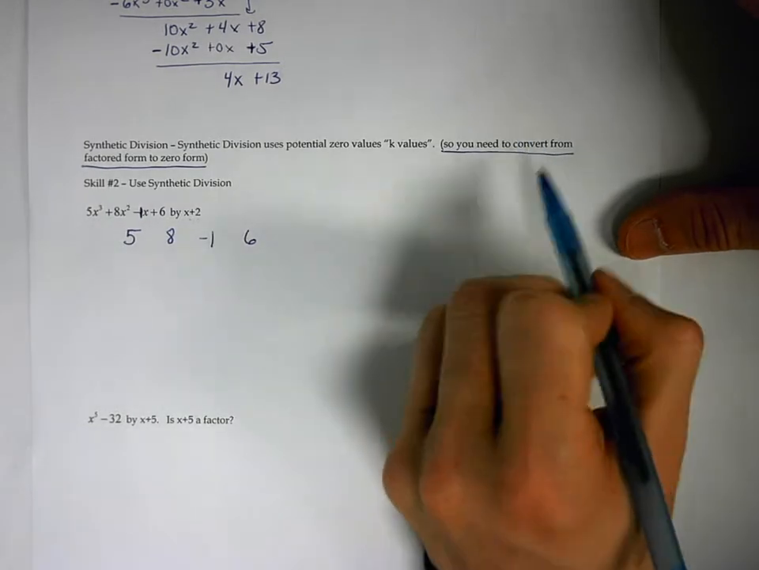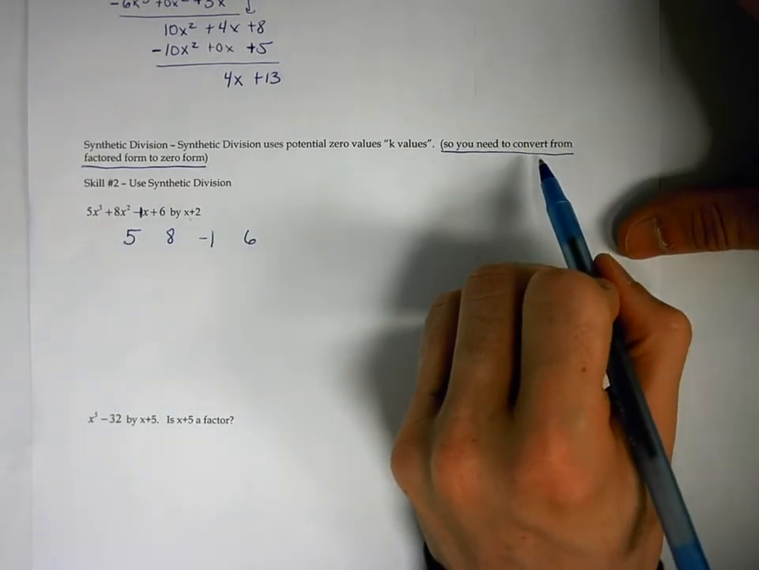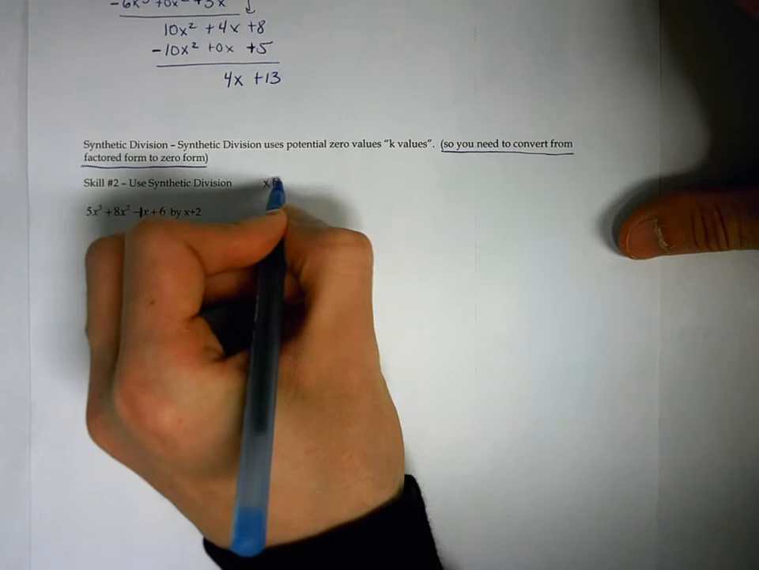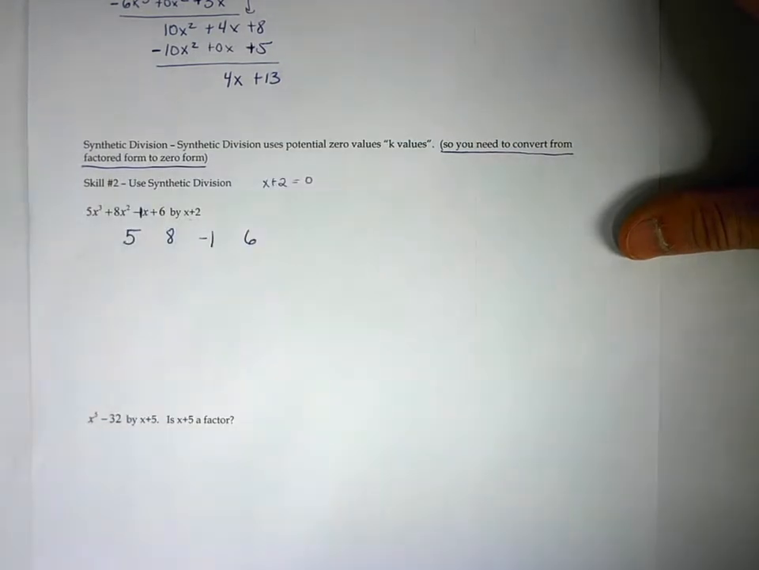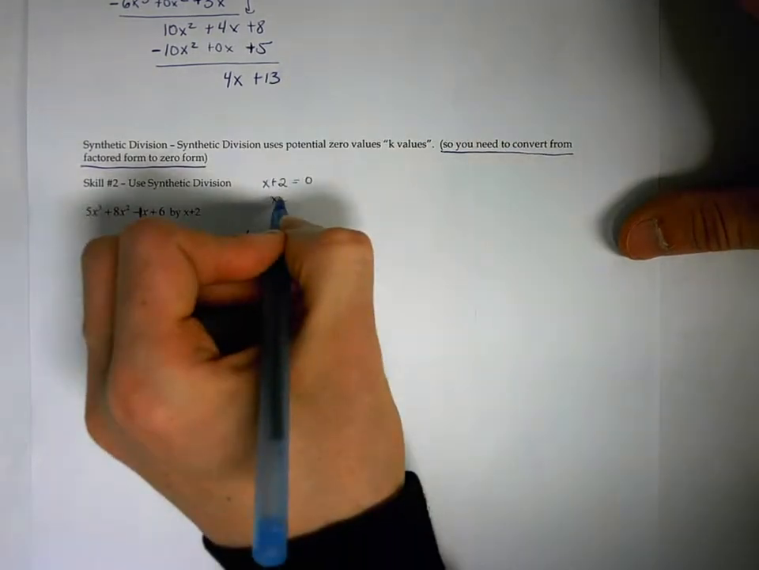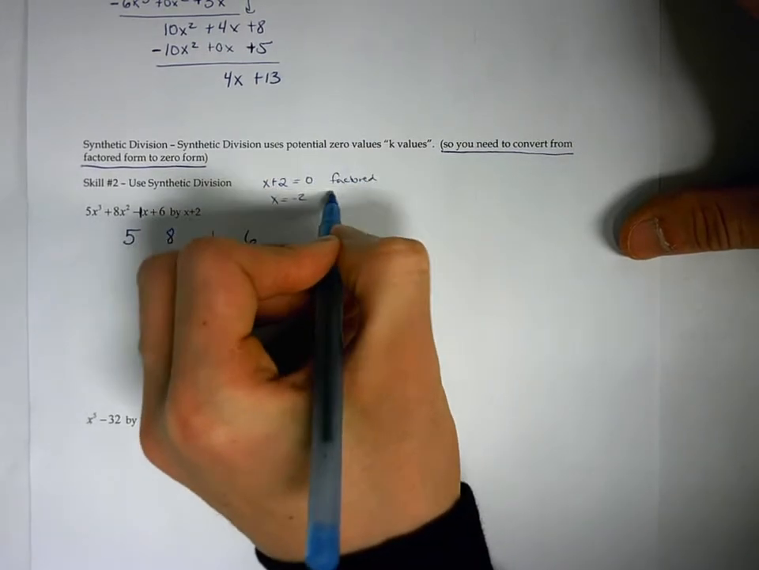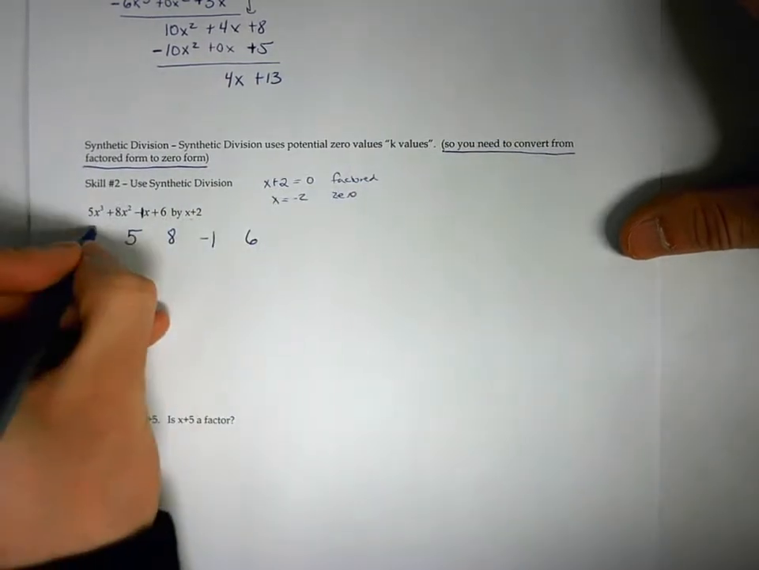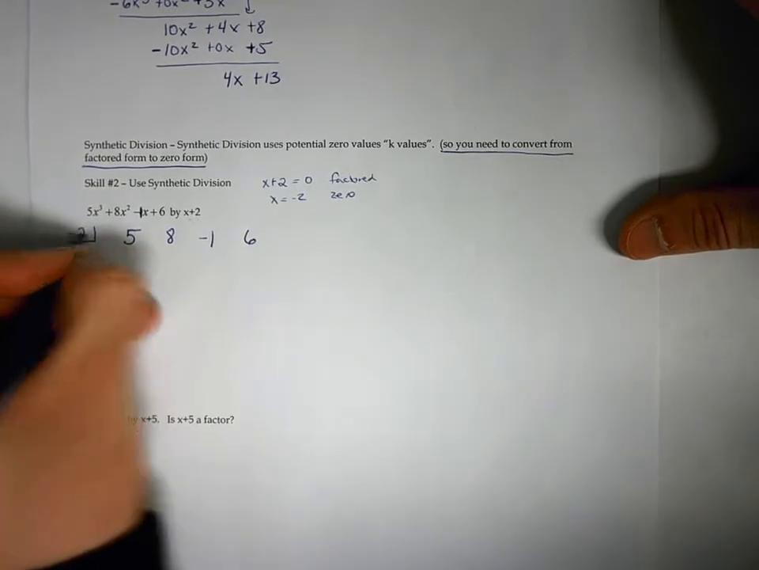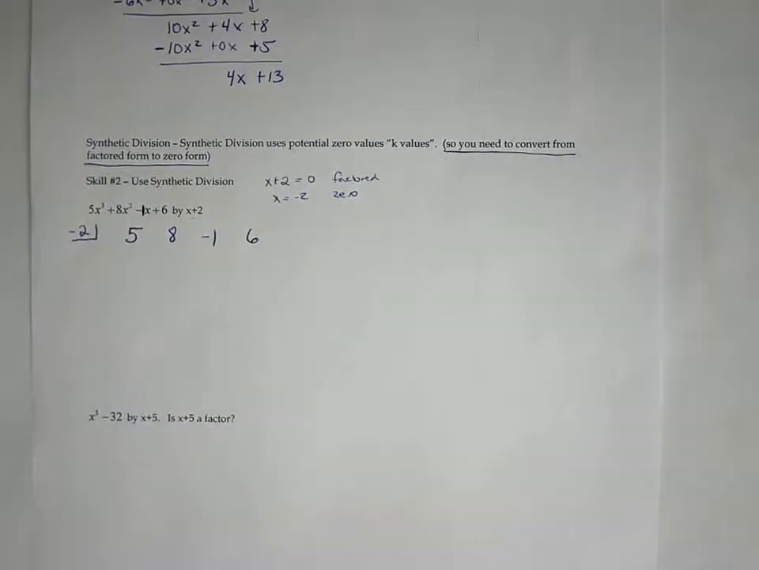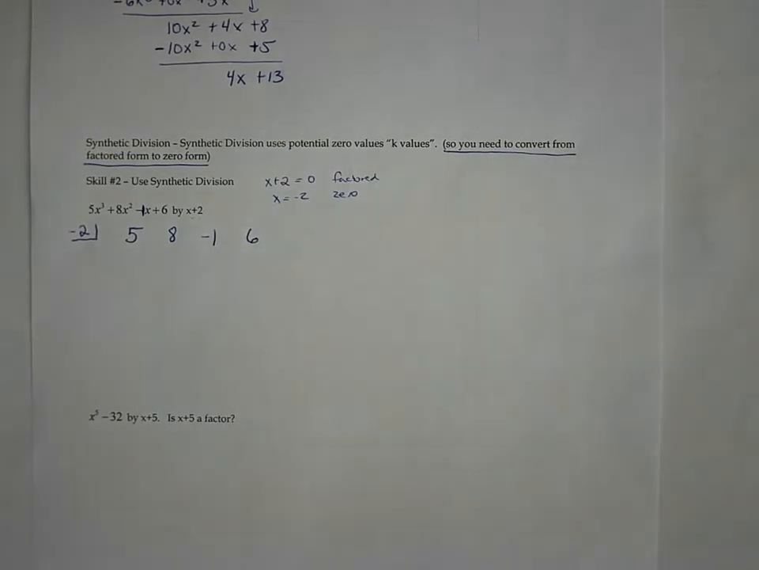When we do synthetic division, we need to convert from factored form to zero form. And remember, when you convert, you do something like this. You say x plus 2 is equal to 0, so then x is equal to negative 2. This is your factored form. This is your zero form. So we're going to be dividing through by a negative 2. We want to convert that factored form to a zero form.